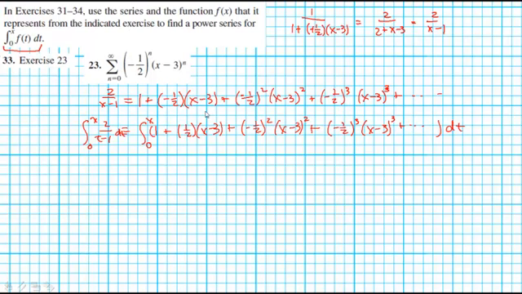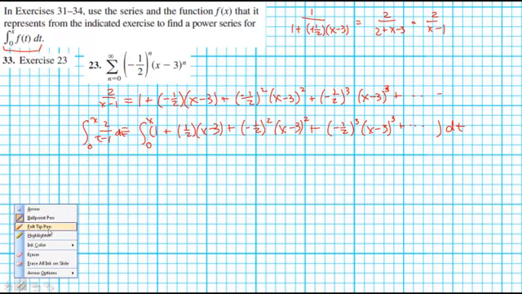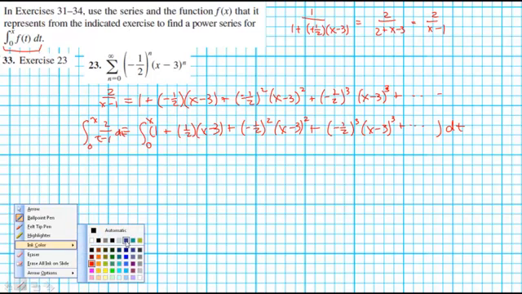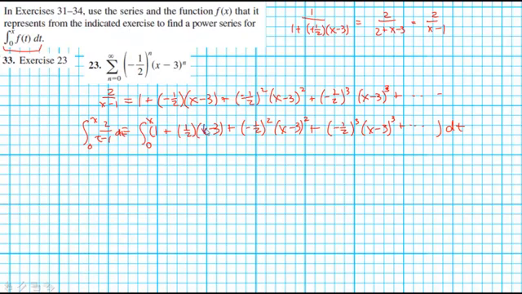Oh, made a little mistake here. Everywhere that I have an x in that right-hand expression really should be a t, because we're doing the integral with respect to t, and it says f of t dt.